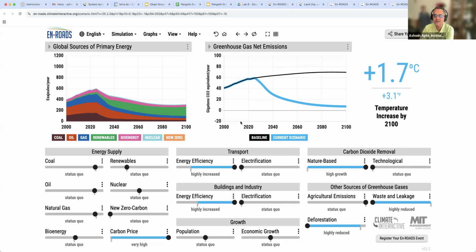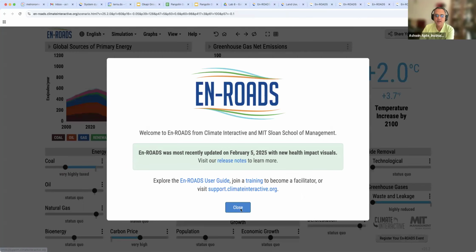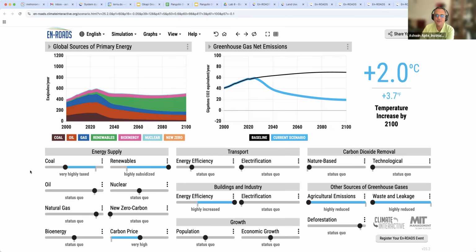Anything else, group one? Anything else you would like to bring up or ask, anything at all, before we go to group two? No? Okay, so I'm going to open up the simulation for group two, and let's talk through that. So you've reached 2 degrees, which is great. Do you want to tell us how you got here?